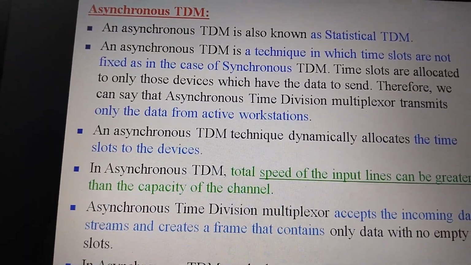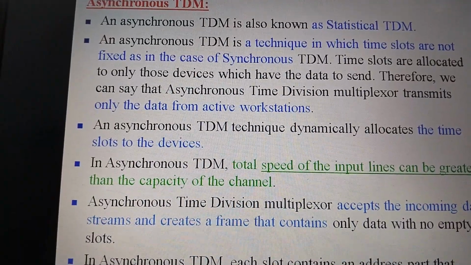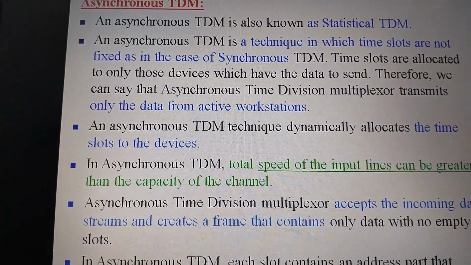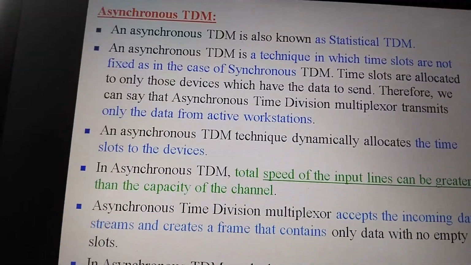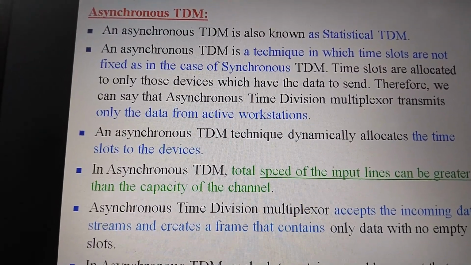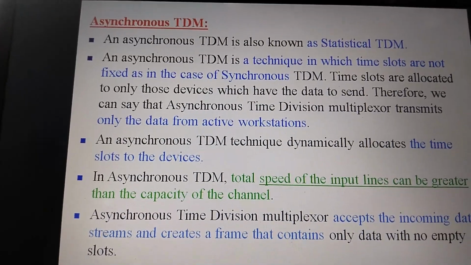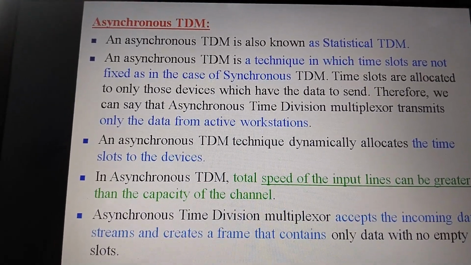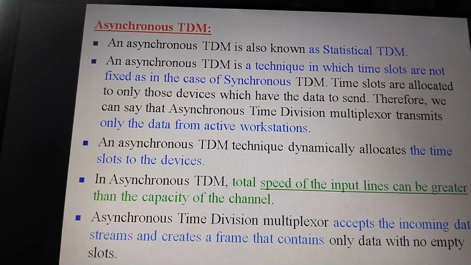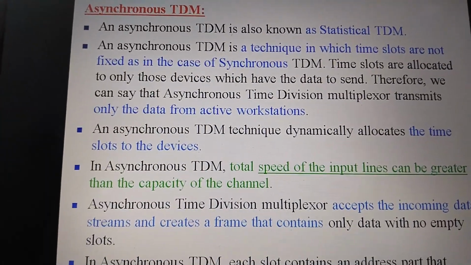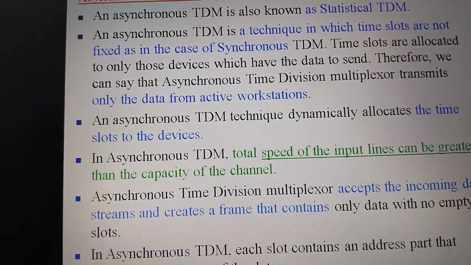Asynchronous time division multiplexing is also known as statistical time division multiplexing. In this technique, time slots are not fixed as in the case of synchronous. Here the time slot is allocated only to those devices which have data. We can say that asynchronous time division multiplexing transmits only the data from active workstations. In asynchronous time division multiplexing, the total speed of the input lines can be greater than the capacity of the channel.